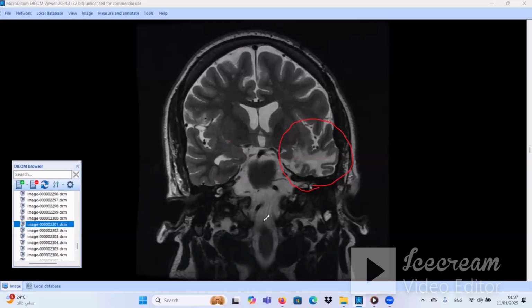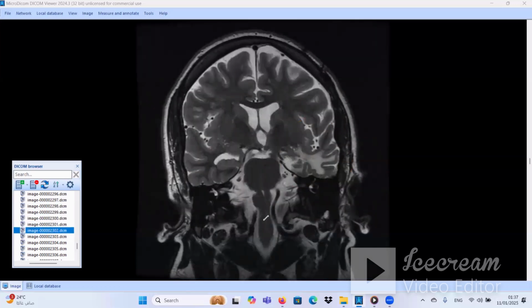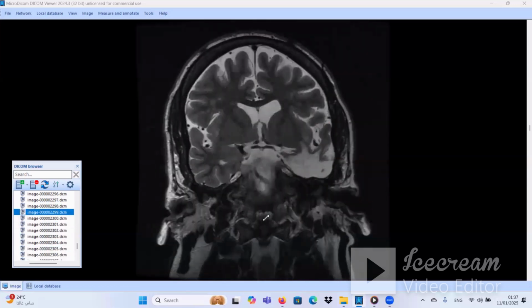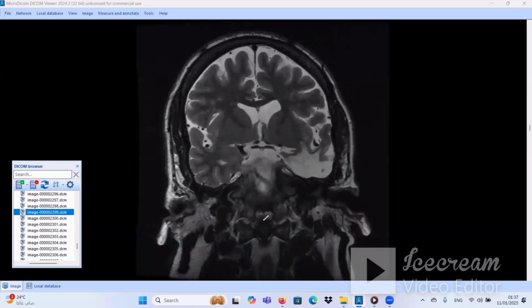encephalomalacia, an area of encephalomalacia involving the left temporal gyri, involving the fusiform gyrus, involving the parahippocampal gyrus, involving the hippocampus itself, even the amygdala. This is the normal amygdala. This is the abnormal amygdala. The amygdala is almost lost.